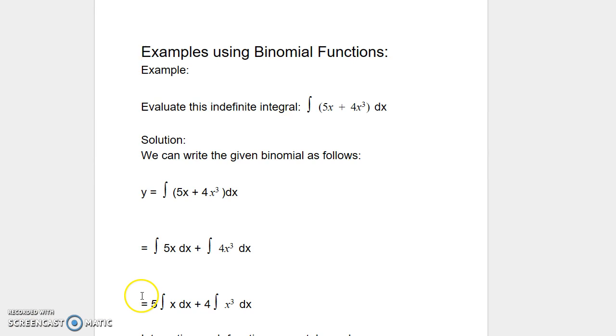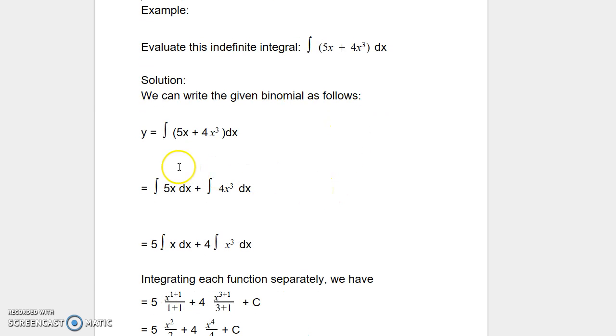Let us look at some examples. The first example we're going to look at is we want to evaluate this indefinite integral 5x plus 4x cubed dx. So we can write this given function as y is equal to integral 5x plus 4x cubed dx, like that.